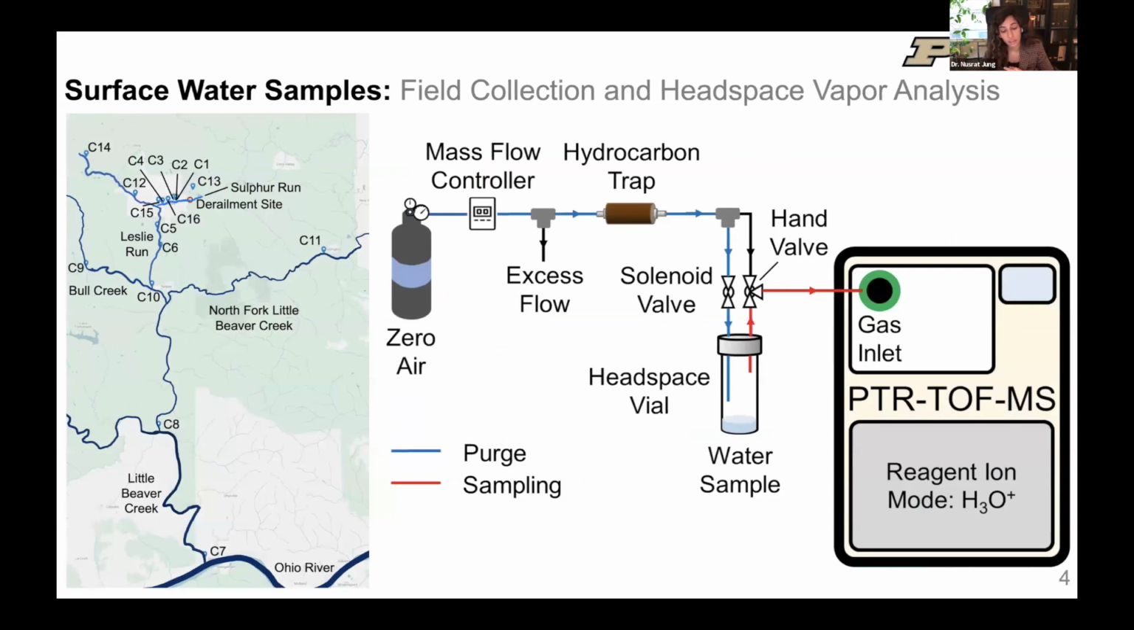On this slide, we see that we collected around 20 surface water samples from 16 sites alongside Sulphur Run, Leslie Run, Bull Creek, North Fork, Little Beaver Creek, and around the train derailment site. The train derailment itself occurred approximately 30 meters away from Sulphur Run. Sulphur Run flows into Leslie Run and it subsequently merges with Bull Creek. The flow continued into the North Fork, Little Beaver Creek, and this is what feeds into Little Beaver Creek before ultimately merging into the Ohio River.